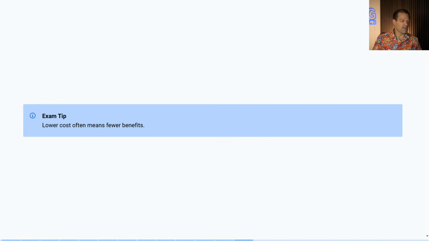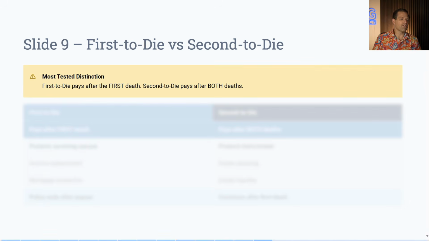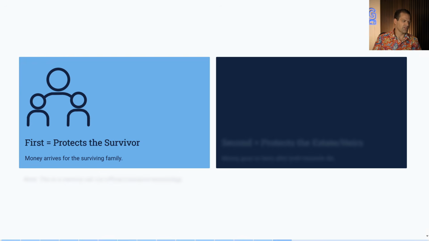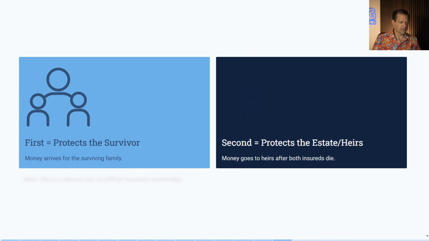Again, lower cost often means fewer benefits as well. So first to die versus second to die. First to die plans pay after the first death. Second to die pays after both deaths. Okay, so it's just when it occurs. And these are the differences where you would need it. Mostly the second to die is a protection for heirs and estate planning, estate liquidity, and continues after the first death. So first to die protects the survivor. Second to die protects the estate. And again, this is just a memory aid.